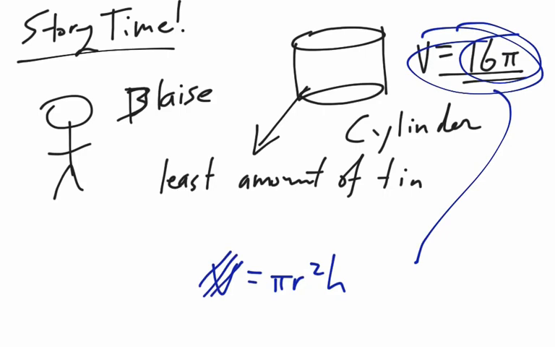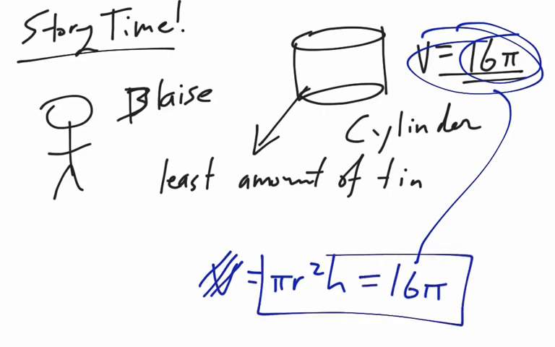The volume here is not a variable. It's a constant. It's 16 pi. But this gives us a relationship where we have r and h in an equation related to each other, and so this allows me to solve for one of them. In this case, h is going to be easier to solve for because it's just h. So we're going to solve for h.